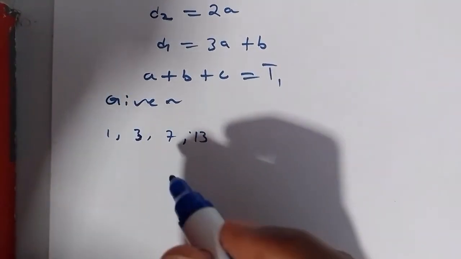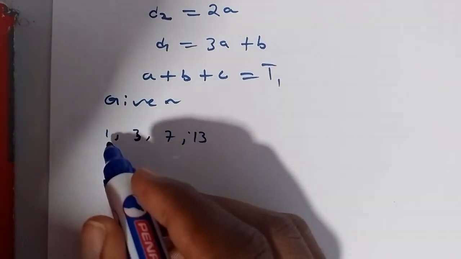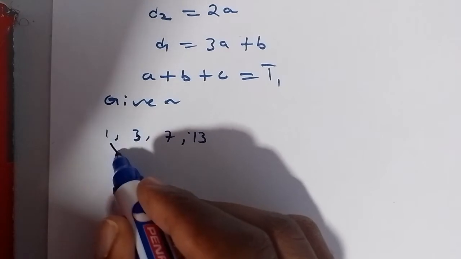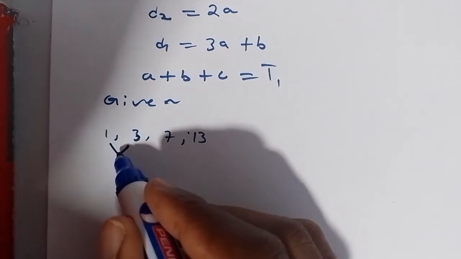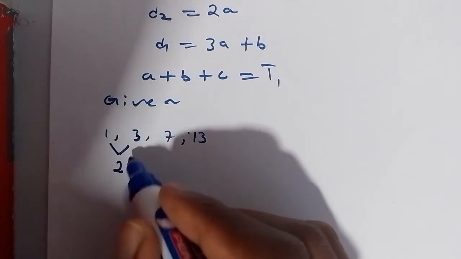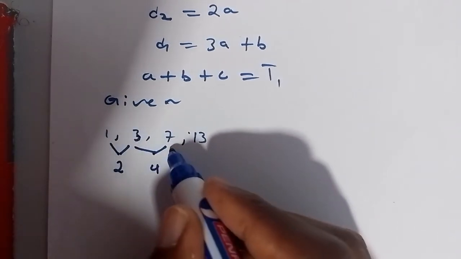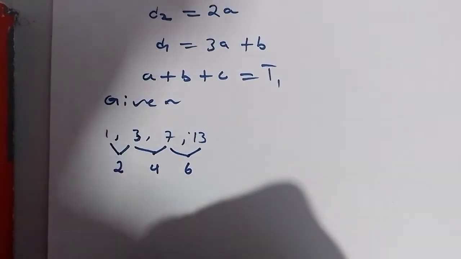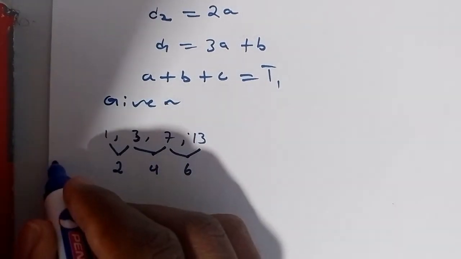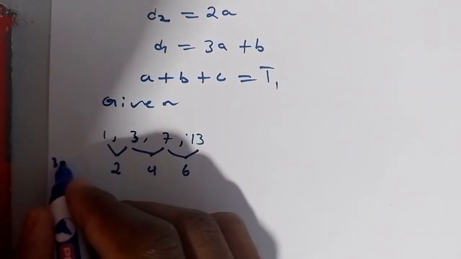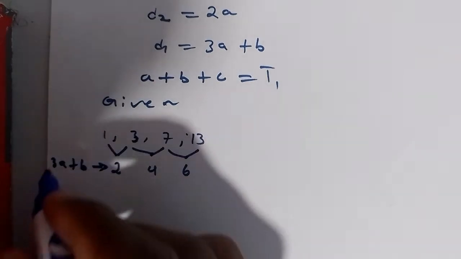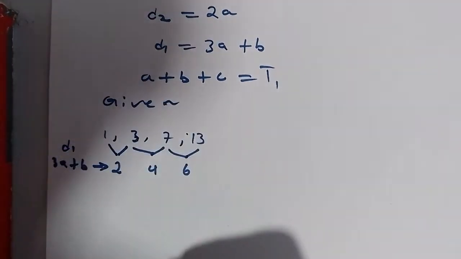How am I going to determine the next two terms? I'll say, this and this gives me 2, this and this is 4, this and this is 6, right? Now this is my first difference. So what they were saying, 3a plus b is equal to this. Okay, this is d1.